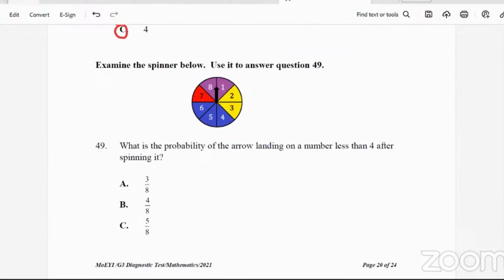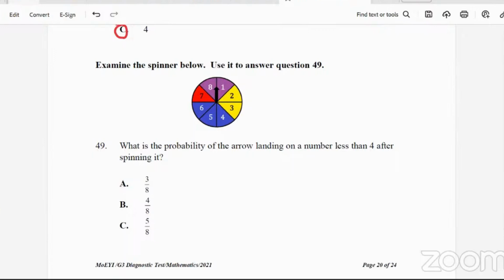Question 49, it says, examine the spinner below, use it to answer question 49. What is the probability of the arrow landing on a number less than 4 after spinning it? We have 8 possibilities there because it's 8 numbers. Now, how many numbers are less than 4? We have 3 numbers that are less than 4.